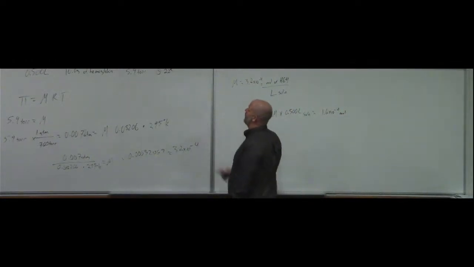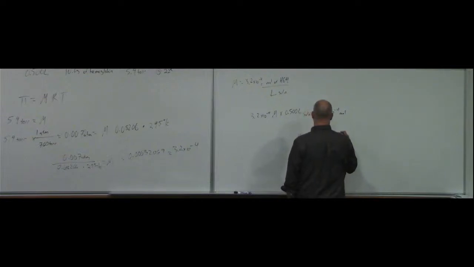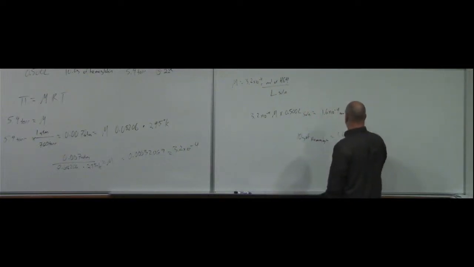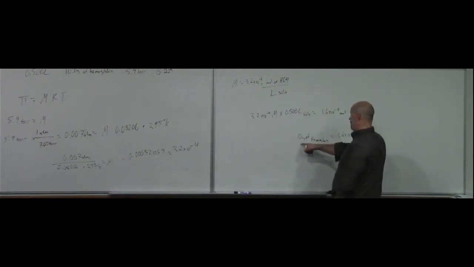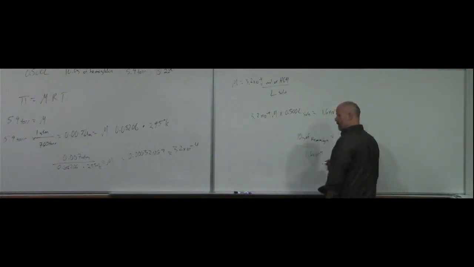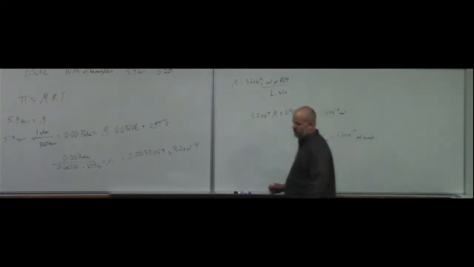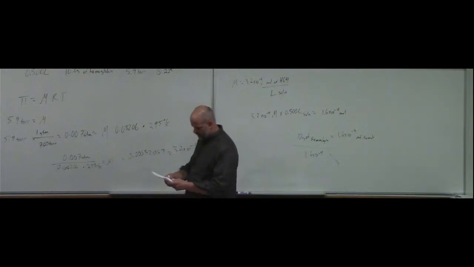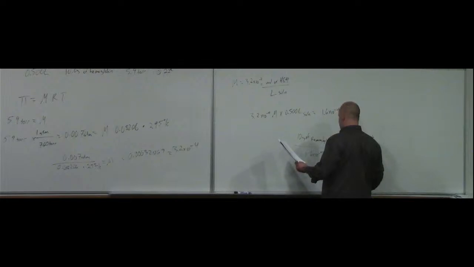And I know that I have 10 grams. So 10 grams of hemoglobin equals 1.6 times 10 to the negative 4th moles of hemoglobin, right? I want grams per mole, so I divide this by 1.6 times 10 to the negative 4th, and what do I get? I got 62,500. 6.2 times 10 to the 4th grams per mole.